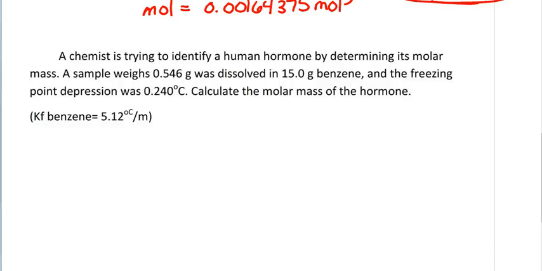So you're going to do everything just as you did in the first example. I'm going to tell you you're going to want to solve for mole first of your hormone, and then you're going to take your mass provided divided by your mole to get to your molar mass. And just make sure that it seems like a reasonable number. So that is about it for molar mass.